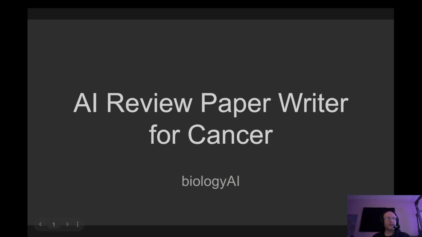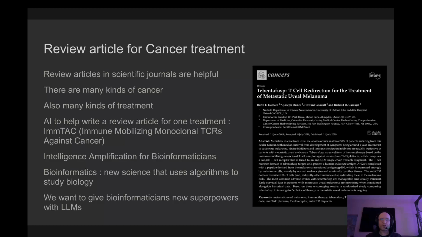I'm on the Biology AI team, and I'd like to tell you about our hackathon project, AI Review Paper Writer for Cancer. Review articles are really helpful. They tell you about the state of the art. This is one for tebentafusp, which is one treatment for one kind of cancer, uveal melanoma, this revolutionary new treatment. There are lots of different kinds of cancers though, and we want to use AI to help us write review articles for every cancer for this one treatment, this ImmTAC treatment, immune mobilizing monoclonal TCRs against cancer.